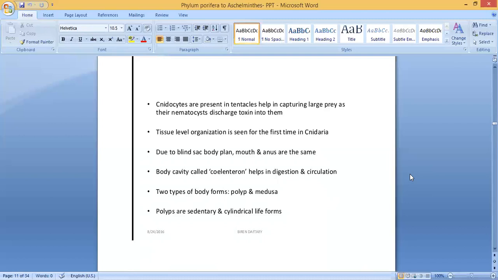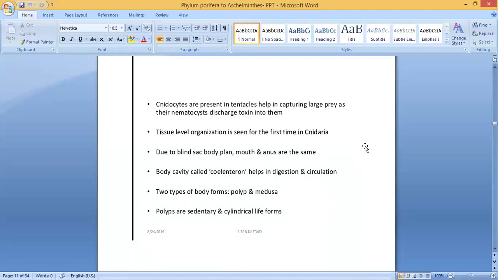Clear, children? So the next one is we are going to talk about tissue level organization, which is seen for the first time in Cnidaria. In the previous group, I told you Porifera are cellular level, but here we can see what level? Tissue level. The body is made up of tissues. A group of cells joined together form tissues. So tissue level organization is seen for the first time in Cnidaria.